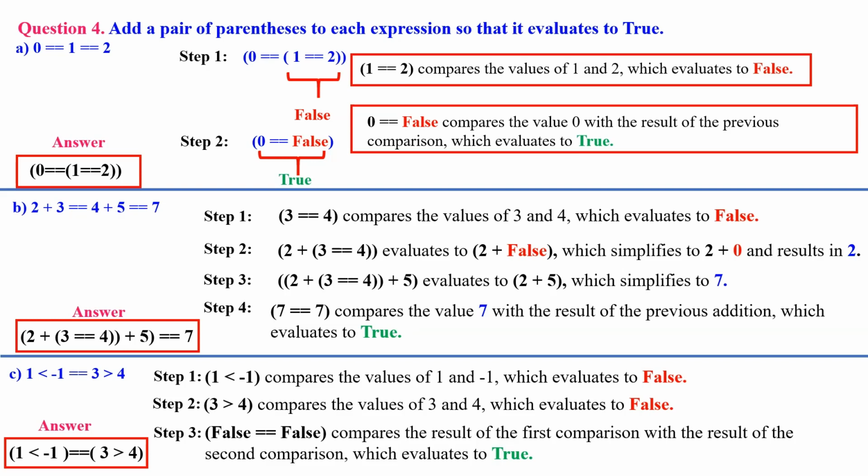Step 3. False equal to false compares the result of the first comparison with the result of the second comparison, which evaluates to true. Therefore, the modified expression with parentheses, (1 less than minus 1) equal to (3 greater than 4) evaluates to true, and that is the answer.